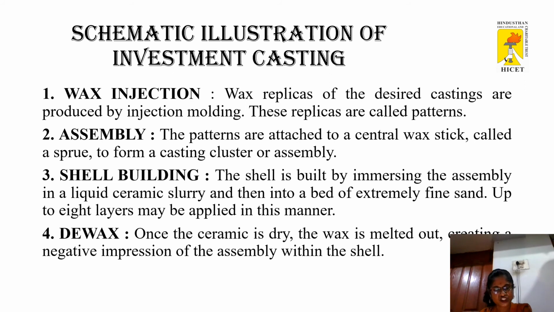We have wax injection. So you have to produce the wax with the help of injection molding. And we have assembly. So this wax pattern will be combined together with the help of a sprue, and shell building, which is immersed into the refractory slurry. So you'll be getting a layer of it, and finally you'll be placing this in an oven to make the wax melt away.